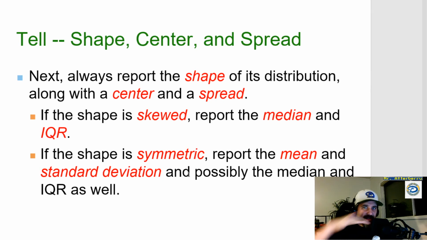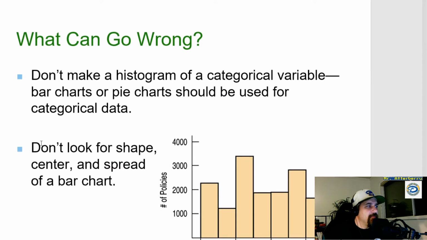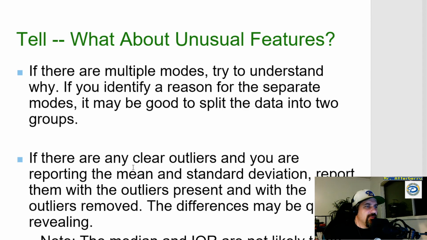Okay, skewed means it's got that weird shape to it, like a right triangle. But if it looks more like a bell, then we use the mean and standard deviation. Okay, so make sure you know the difference between the two. Any unusual features, okay, if it's got multiple modes to it. Oh, and also, yeah, the whole idea of clear outliers. So if you can calculate them mathematically, great. But if nothing's clear, then don't worry about it.